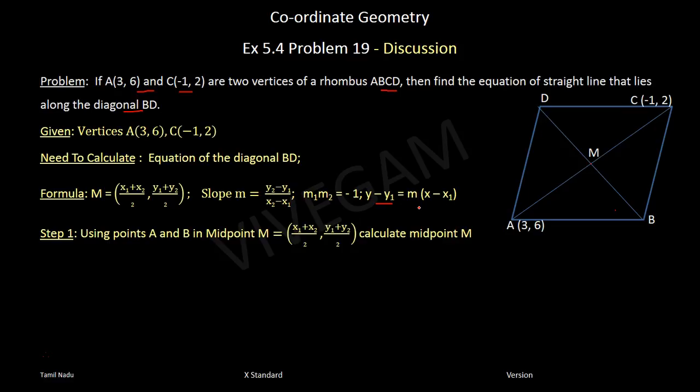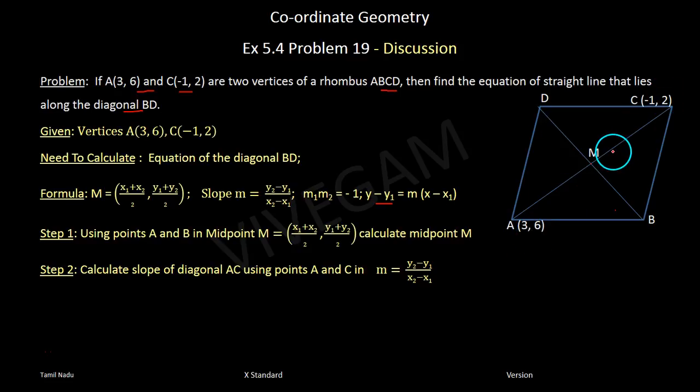Now let's write the steps. Using points A and C, calculate the midpoint, right? Using this point and this point, calculate the midpoint. Then calculate the slope of AC using the two-point form, y2 minus y1 divided by x2 minus x1. This is x1, y1 and this is x2, y2. So using those values, calculate the slope.